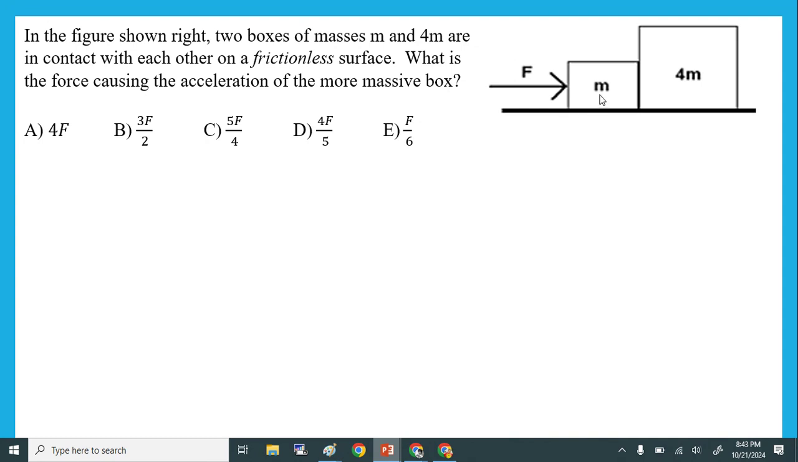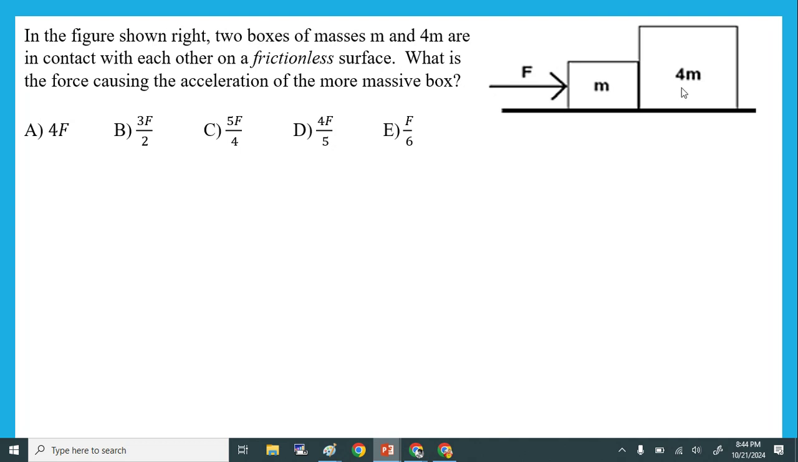So by using common sense, this is M, this is 4M. The more massive box would be the box on the right, which is 4M. It wants us to find the force that's causing this 4M to accelerate. So it's important that you recognize that the force that's causing 4M to accelerate is not this force here. It's actually the contact force between M and 4M, because while the diagram shows you F, this particular applied force only touches the block that's labeled as M. It does not physically touch the box that's labeled as 4M.